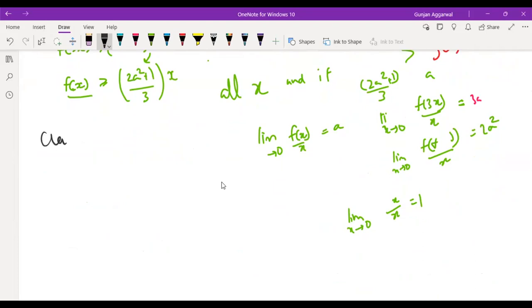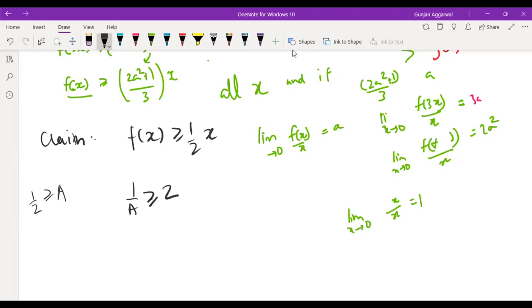Go on. The claim was that the minimal element of the set of functions f is half x. Just see that if it was greater than half x, then half x won't certainly work, but it works. So now we have that a is smaller than half. So if a is smaller than half, then 1 by a is greater than 2.